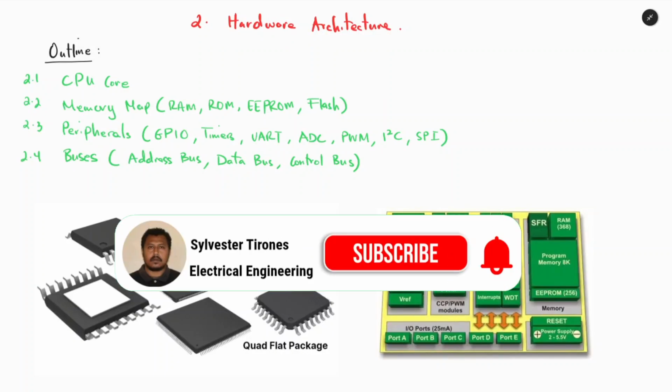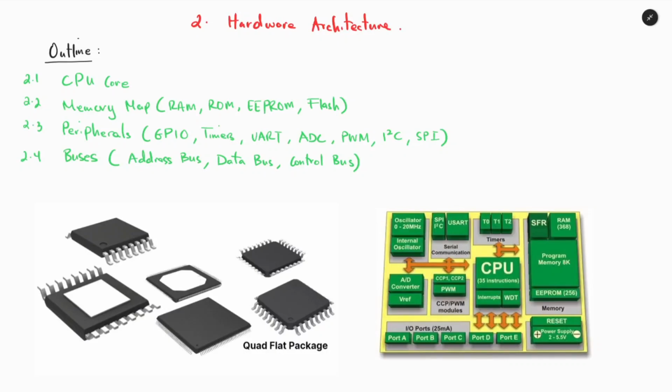We are going to look at topic 2, which covers the hardware architecture of a microcontroller. When we talk about the hardware, we are talking about the physical components that are present inside the microcontroller chip. And in this discussion, we are going to look at the CPU core of a microcontroller, how it operates, and some of the main parts inside the CPU core.